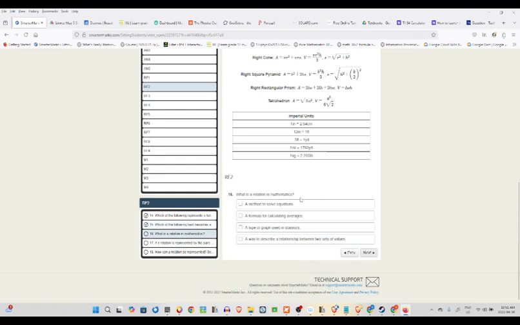What is a relation in mathematics? A method to solve equations? No, not necessarily. A formula for calculating averages? No, that formula would be a relation, but not all relations are that formula. A type of graph used in statistics? Again, that might be an example of a relation, but it doesn't describe all relations. Now, a way to describe a relationship between two sets of values. That's it. That's a relation.